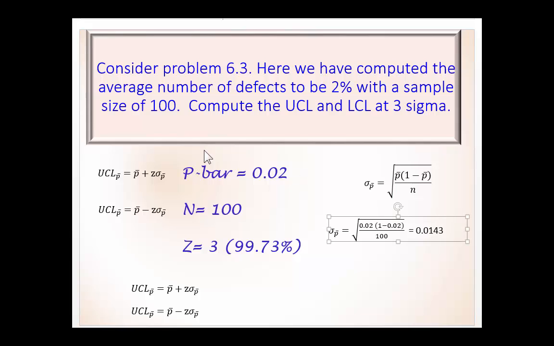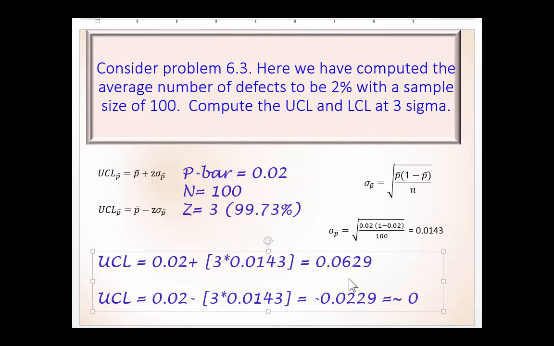We can take this and plug it into our formula right over here. It's computed exactly like we have done previous calculations to compute the upper and lower control limit. So we plug this in and we find that the upper control limit would be roughly 6.3% errors, and the lower control limit is actually negative 0.0229, but we will always round that to 0. We're never going to have negative percent defects.